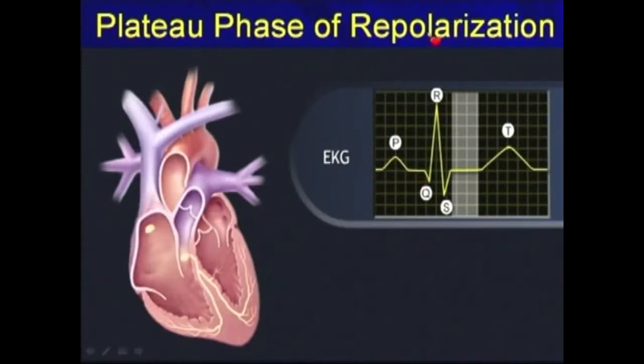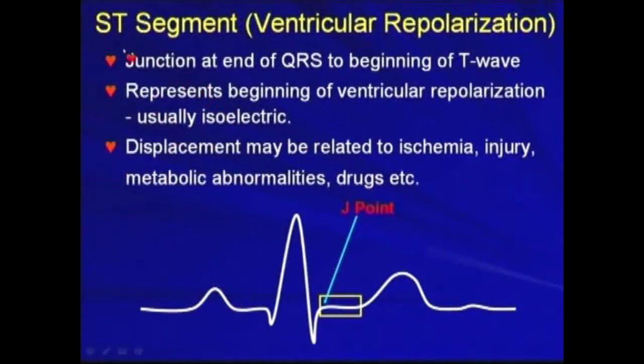Then comes the plateau phase of repolarization. It corresponds to the ST segment here of the ECG. The ST segment actually represents the ventricular repolarization. This is a junction at the end of the QRS to the beginning of the T wave. It represents the beginning of the ventricular repolarization, and it is usually isoelectric. But displacement may be related to ischemia, injury, metabolic abnormalities, or drugs.